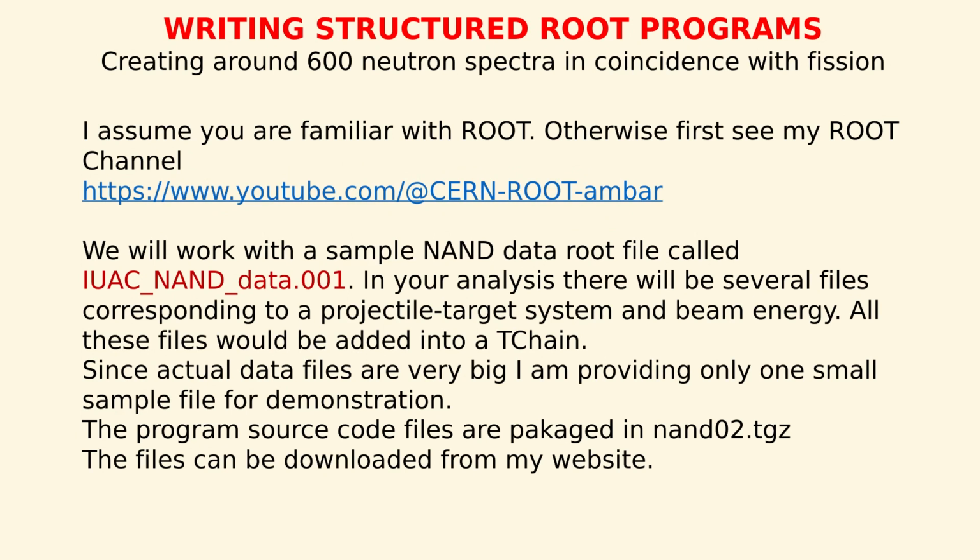Generally the names of the files which you will have would correspond to some projectile-target system and the beam energy. We will take all the files which belong to the same projectile-target system and the same beam energy to analyze together, and we would be placing these into a TChain. A TChain is a group of ROOT files placed together in a chain so that in one go we can analyze the entire data. For my demonstration, in my chain there will be only one file, but for you there will be all the files which belong to that projectile-target system and beam energy.